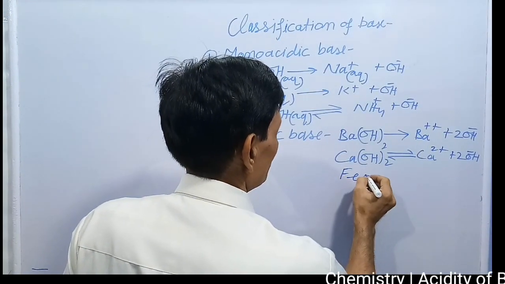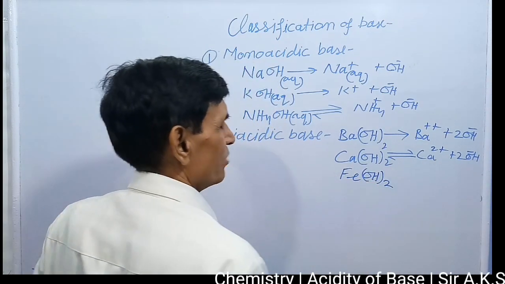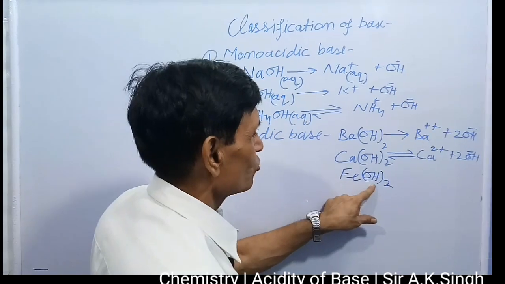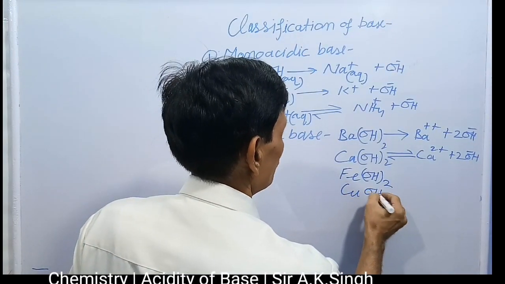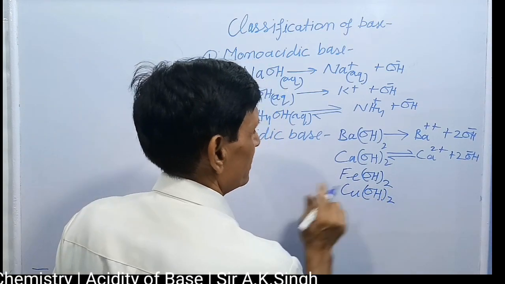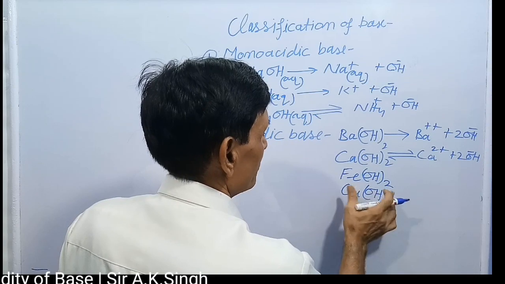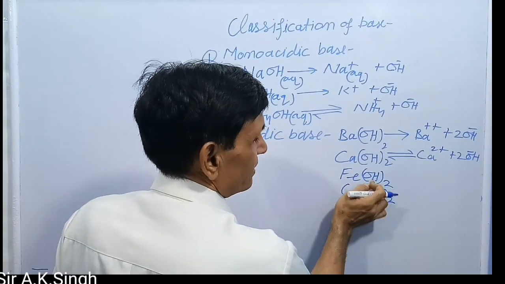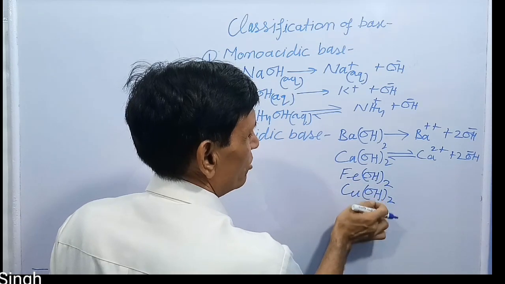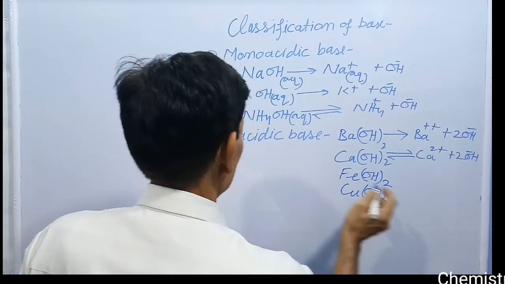Some are insoluble in water and do not produce 2 hydroxyl ions, but they have 2 replaceable hydroxyl ions per molecule. Cupric hydroxide, 2 hydroxyl ions are there. Hence, these are insoluble bases. They are not alkali, but they have 2 replaceable hydroxyl ions per molecule. Hence, these are diacidic bases.